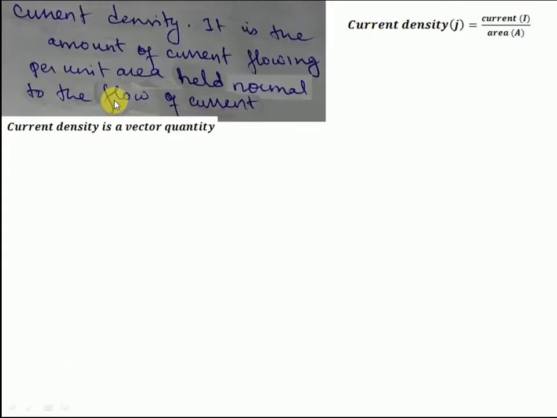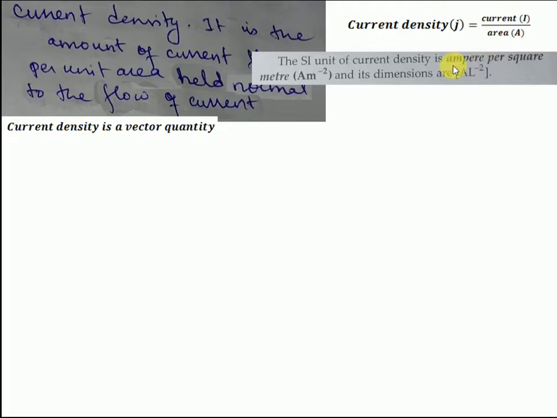So let's look at current density, as we have seen in the previous video. Current density is the current flowing per unit area, but the area has to be normal to the flow of current. Current density is a vector, so the formula is current density equals current by area. Basically it's the current flowing per unit area, but the area has to be kept normal to the flow of current. So the SI unit is ampere per meter square.